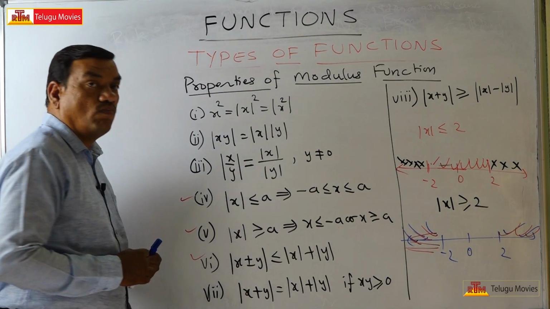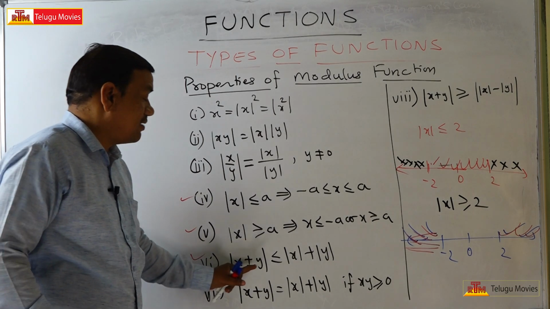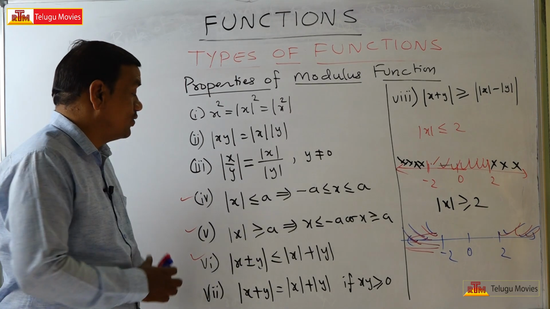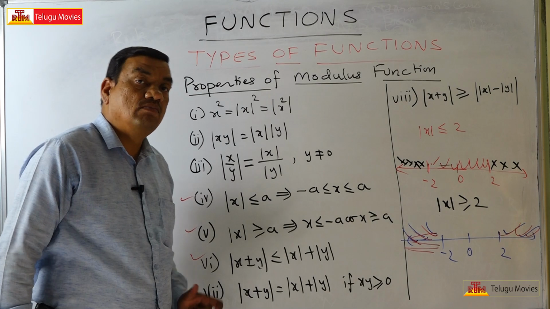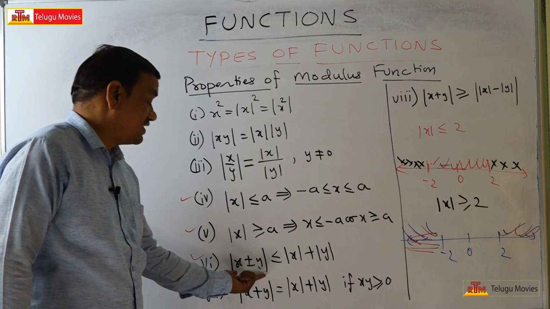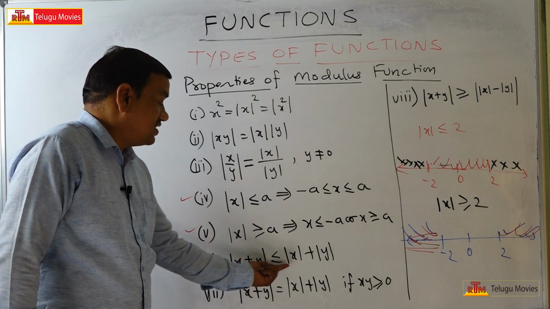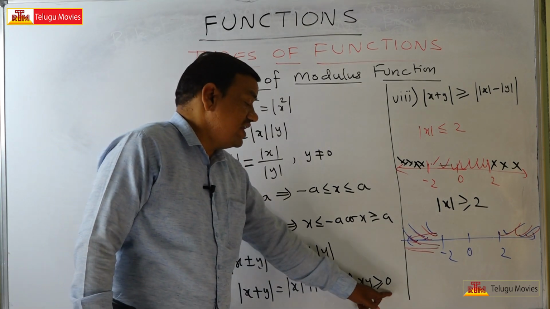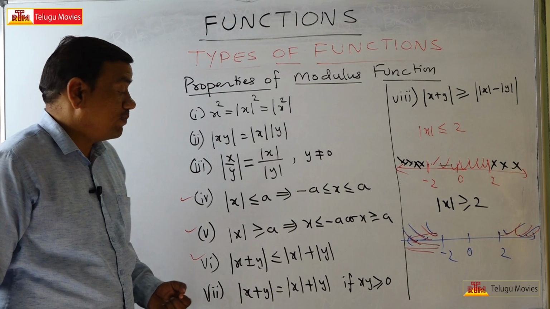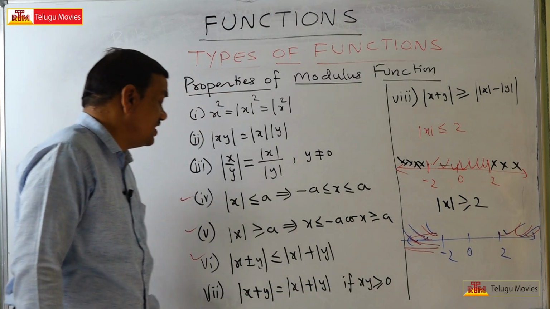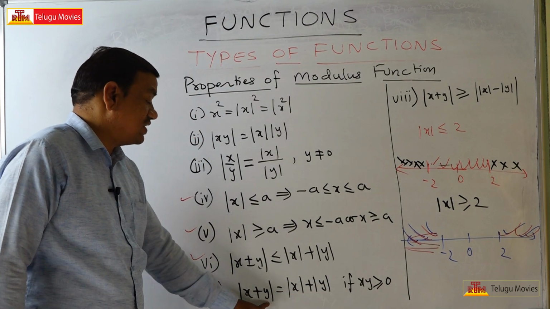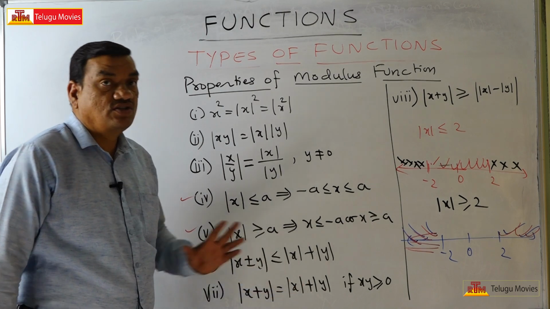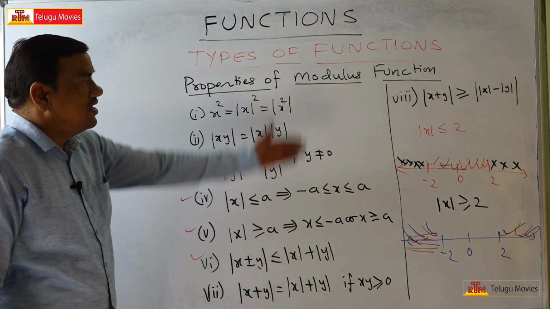Now coming to modulus of x plus or minus y: it is always less than or equal to mod x plus modulus of y. Modulus of x plus y is always less than or equal to mod x plus mod y. If the product xy is greater than or equal to 0, then it is strictly equal. Modulus of x plus y is equal to modulus of x plus modulus of y.